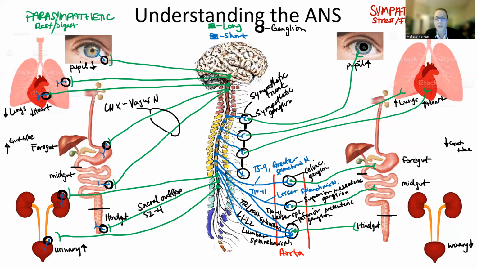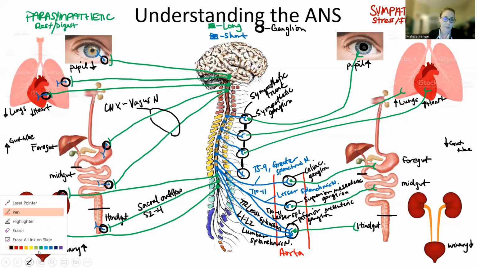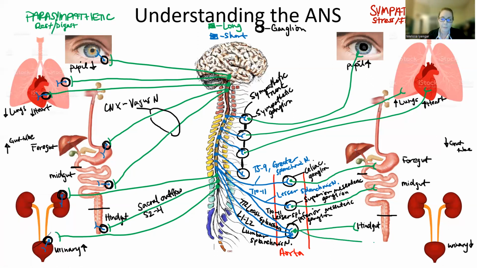Just like that. So we see levels T10 to 11, T12, L1, L2 go to the inferior mesenteric ganglion and then go to hindgut. So that means lesser, least, and lumbar nerves can potentially innervate the structures that are associated with the hindgut. And there actually are not that many structures associated with hindgut, but what's not here is that the bladder is actually derived from hindgut.